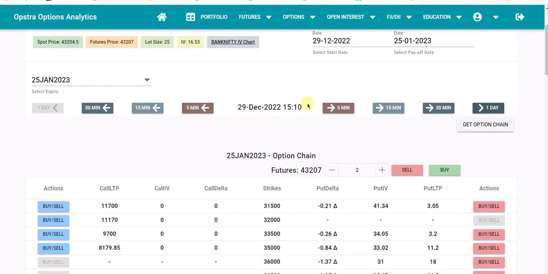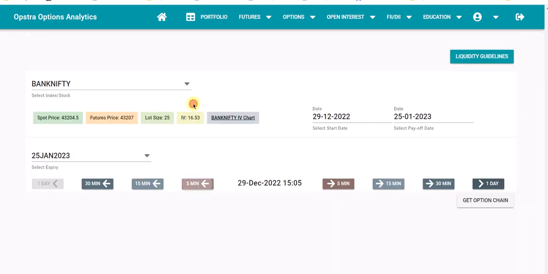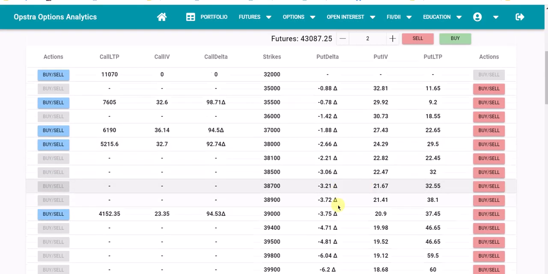Let's get in. So I'll just see at somewhere around 3 o'clock, and we are doing Bank Nifty, guys. Okay, in the Bank Nifty. So at 3 I'm going to get the option chain.